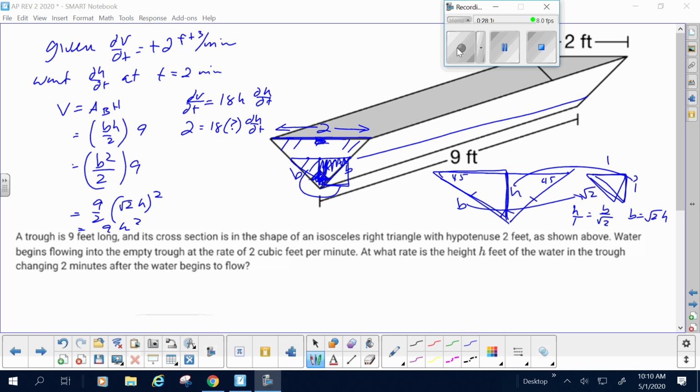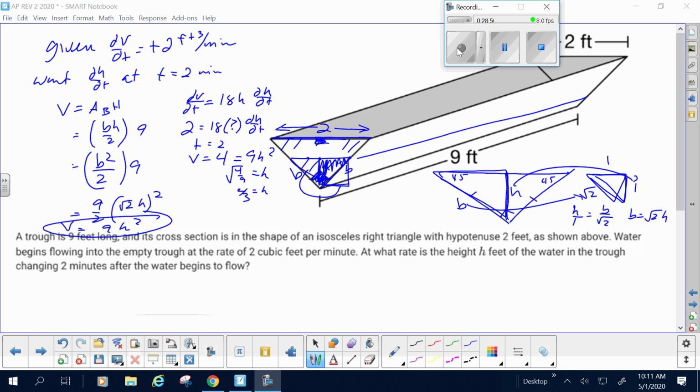It says at time equal 2 minutes. At time equal 2 minutes, the volume has changed because it started empty and then it came in at 2 cubic feet per minute. The volume is now 4 cubic feet. Now if the volume is 4 cubic feet and the volume is 9h squared, then that means the instant must be h equals the square root of 4/9 or 2/3.